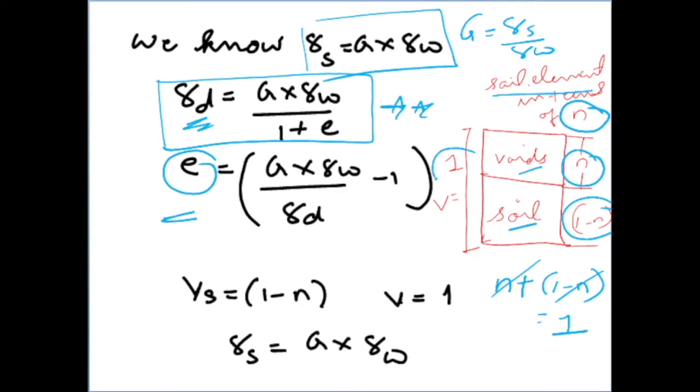So what is the total volume over here? It is nothing but 1. Okay. So what is volume of the soils? It is nothing but 1 minus n. What is the total volume? It is nothing but V. Gamma s is nothing but G into gamma w.